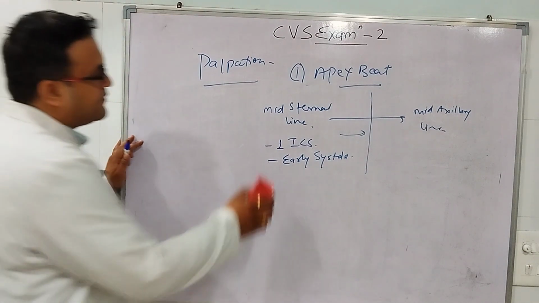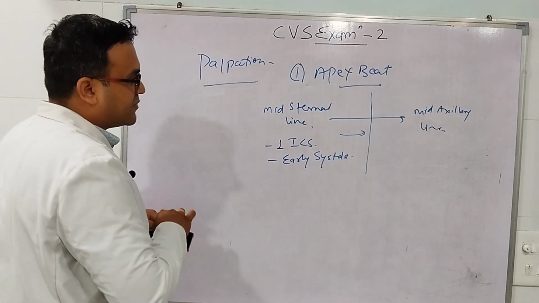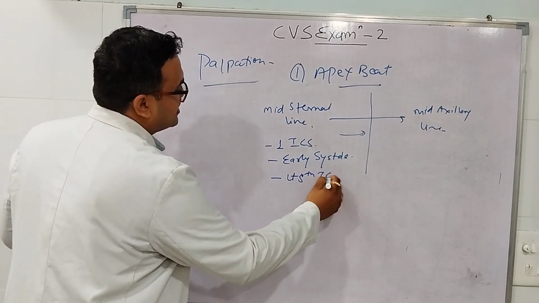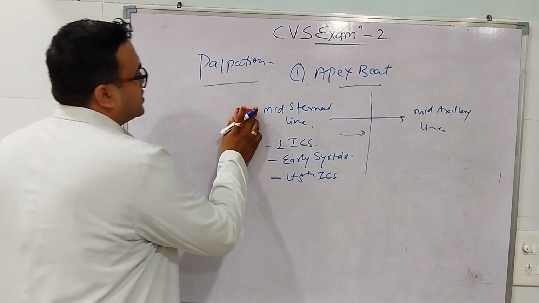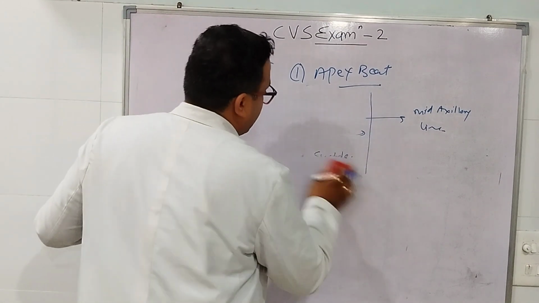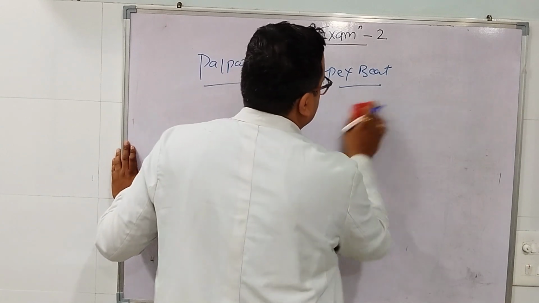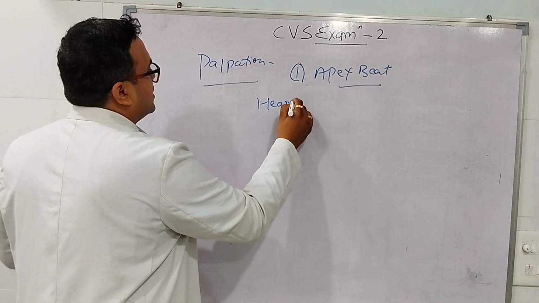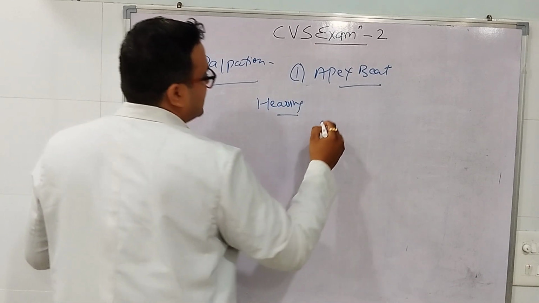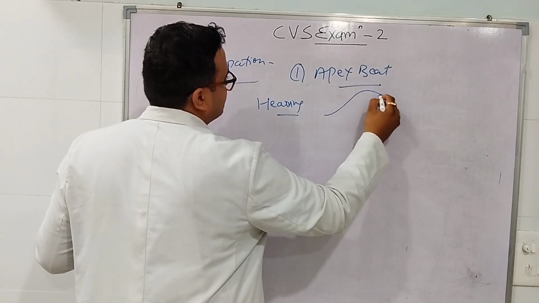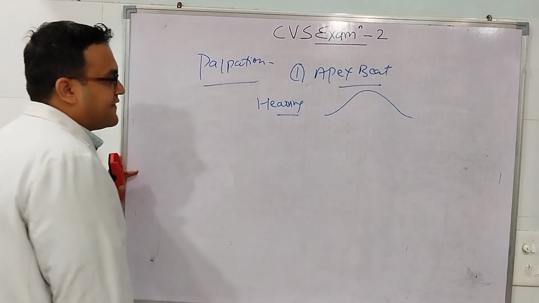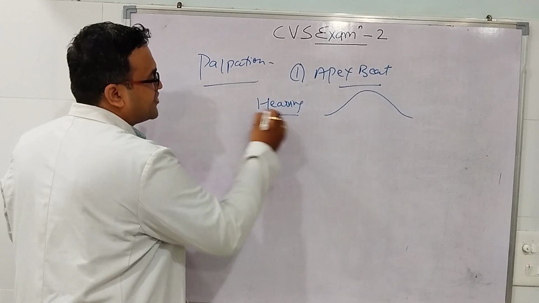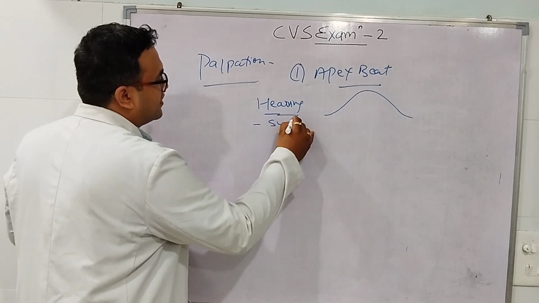Now coming to abnormal apex beats. Also normally it is palpable in the left fifth intercostal space. Okay. Now coming to abnormal apical impulses. First is the heaving apex beat. There is a slow and sustained rise and then fall in a heaving apical impulse. So this is seen in patients who have systolic overload.